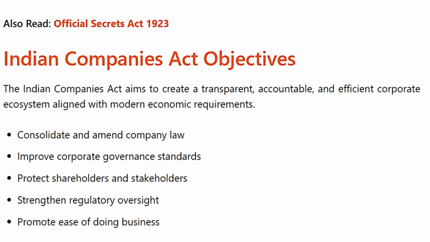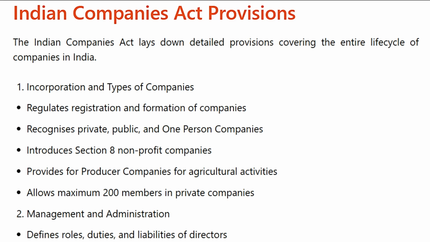Indian Companies Act objectives. The Act aims to create a transparent, accountable, and efficient corporate ecosystem aligned with modern economic requirements: consolidate and amend company law, improve corporate governance standards, protect shareholders and stakeholders, strengthen regulatory oversight, and promote ease of doing business.